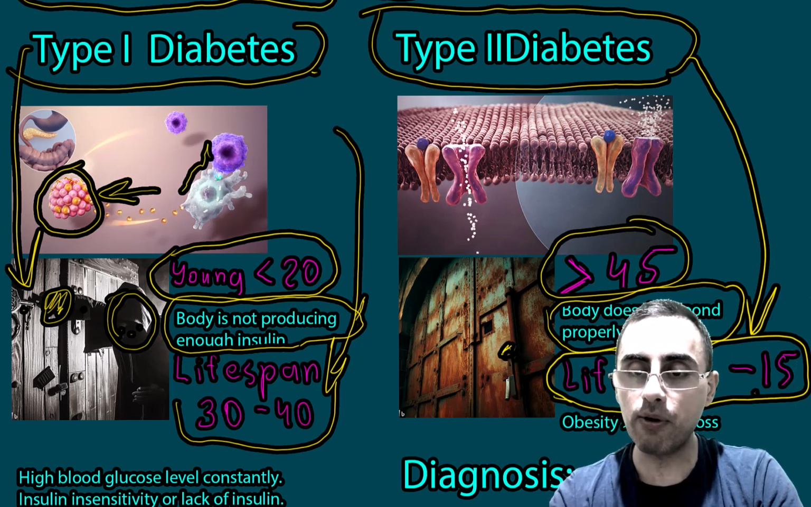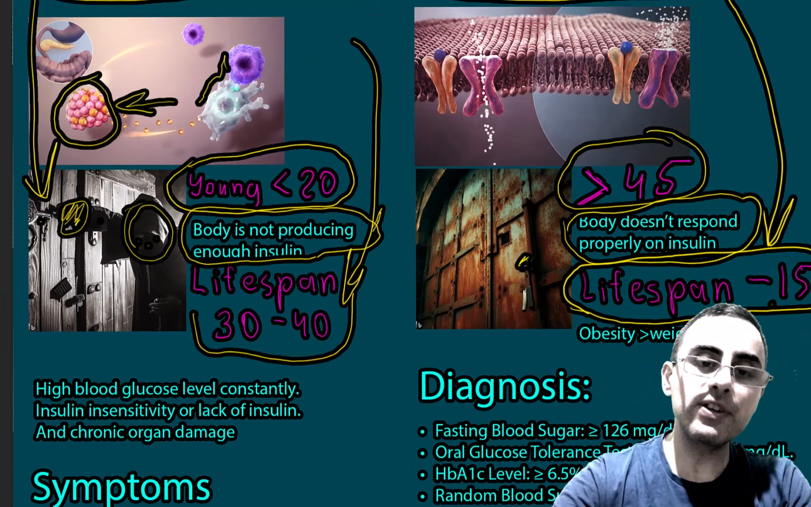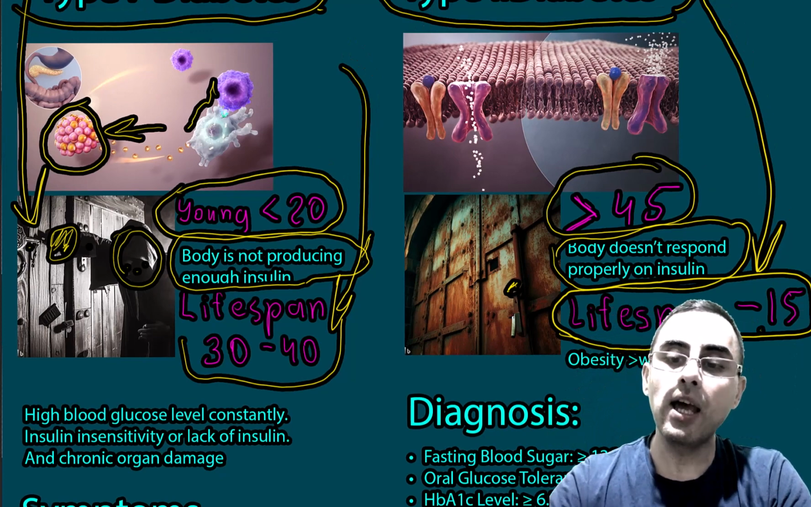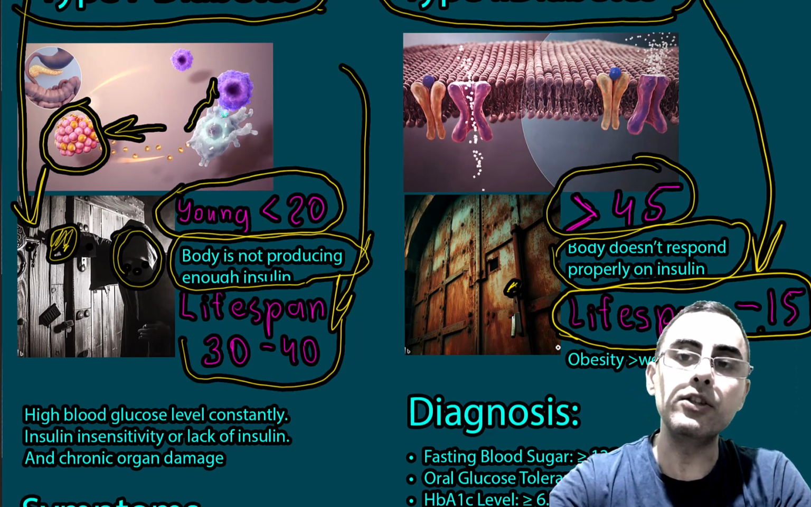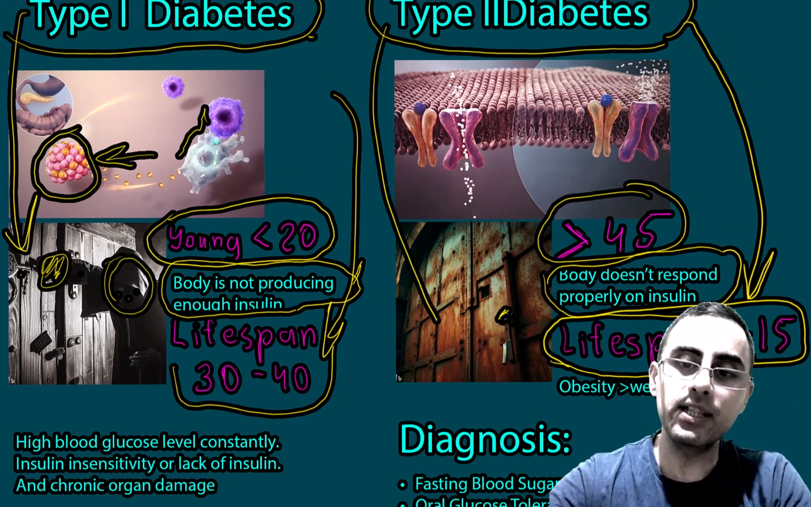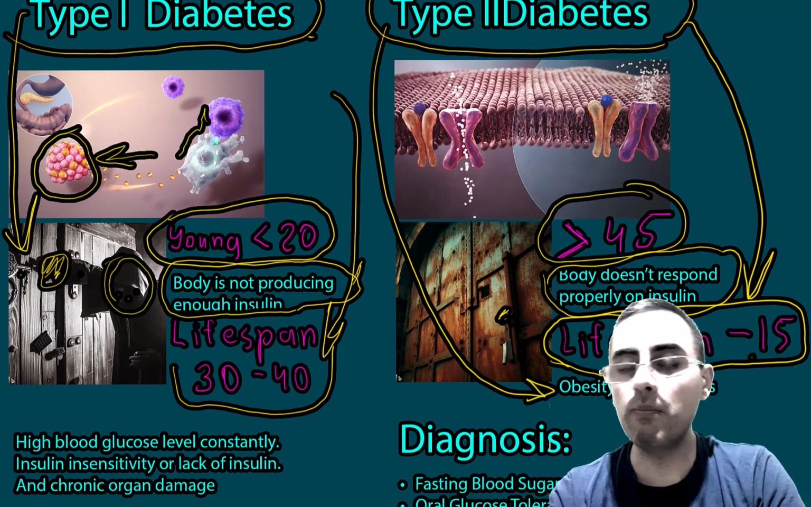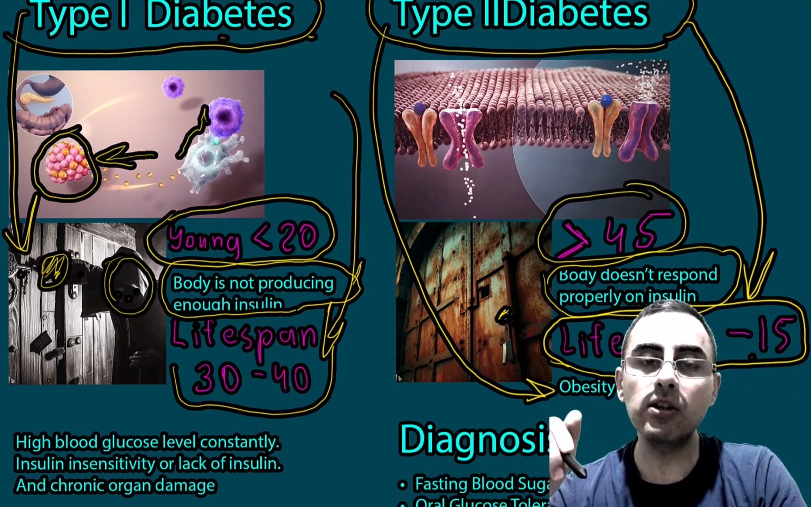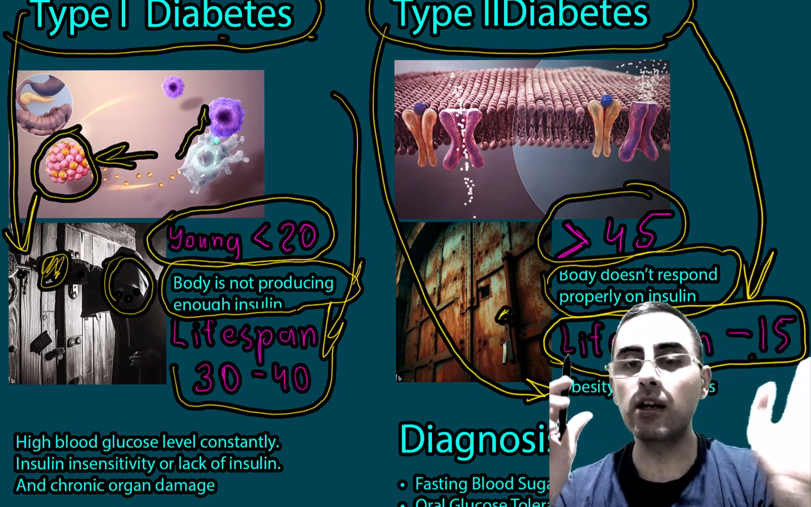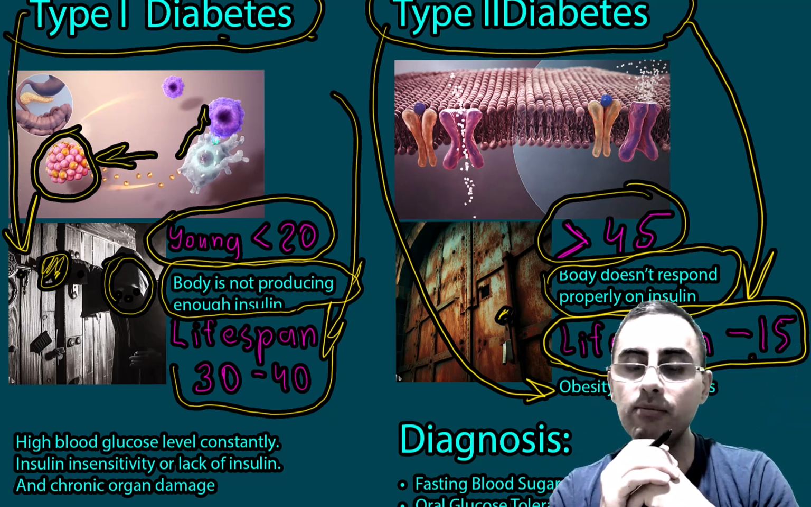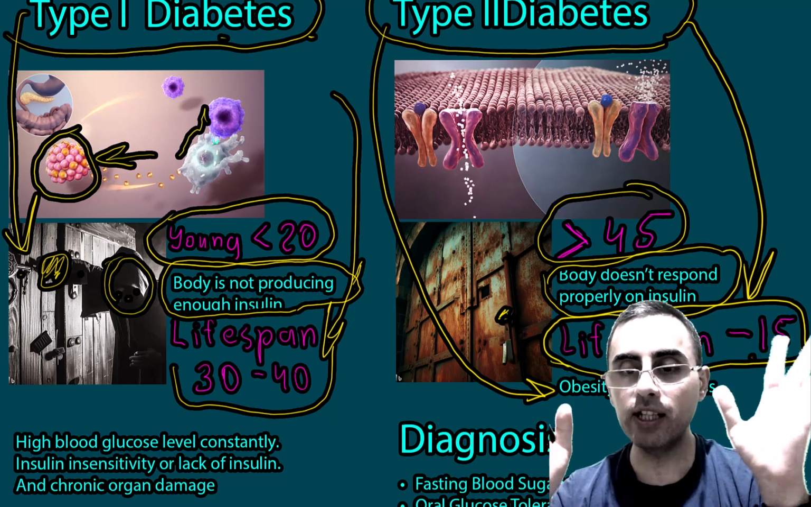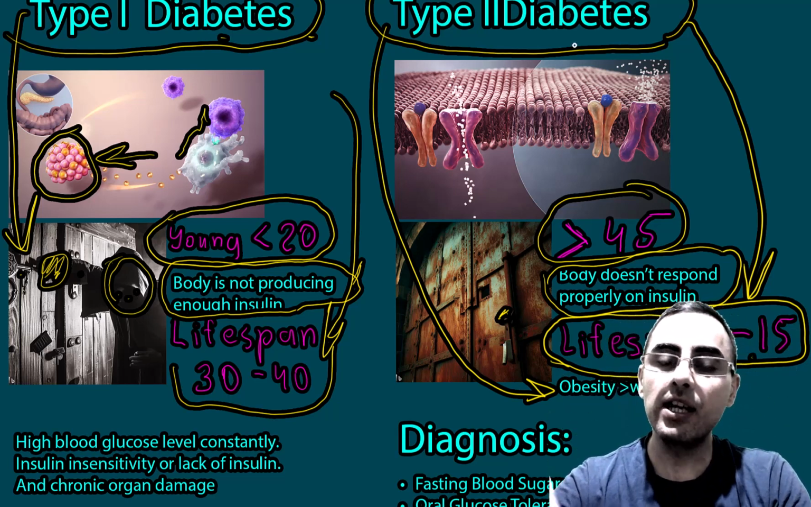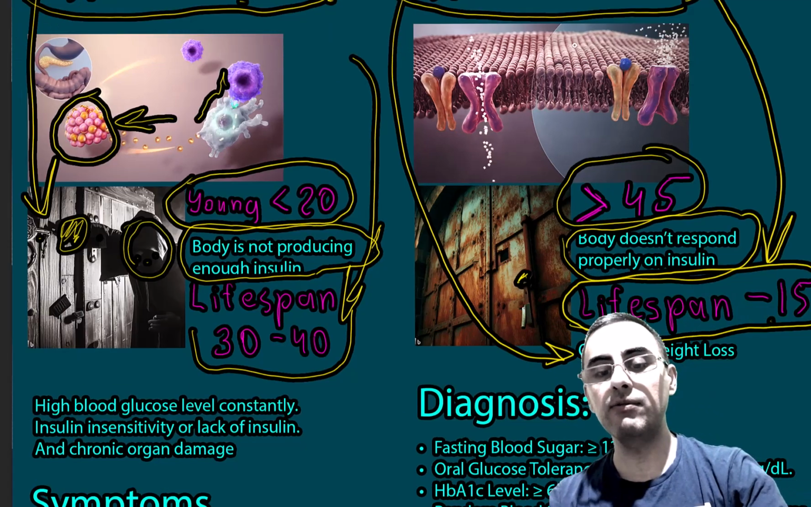That's why it's important. Also, the third difference between type 1 and type 2 diabetes is obesity. Usually type 2 diabetes is associated with obesity or overweight, while type 1 diabetes is not correlated with obesity. Person can be slim, person can be almost any weight. But in case of type 2 diabetes, it's strongly correlated with obesity.